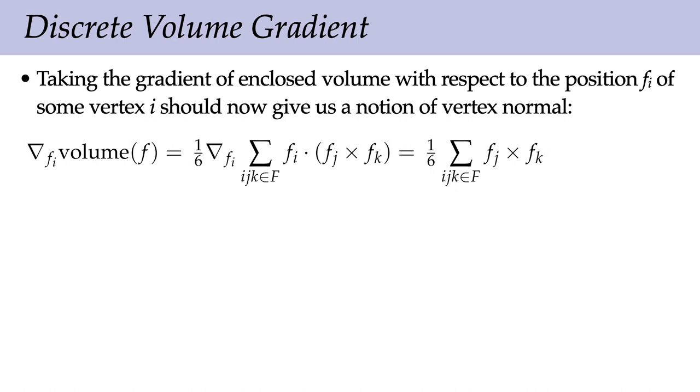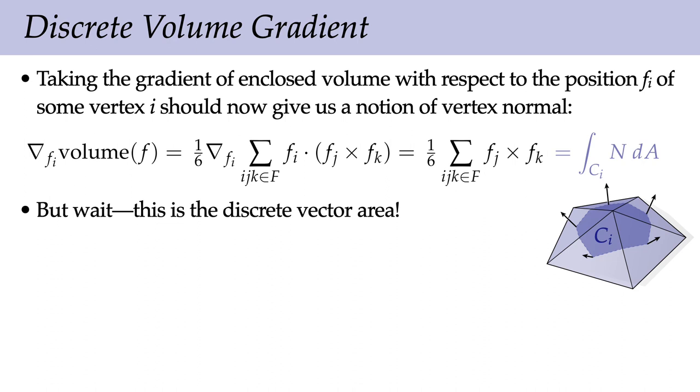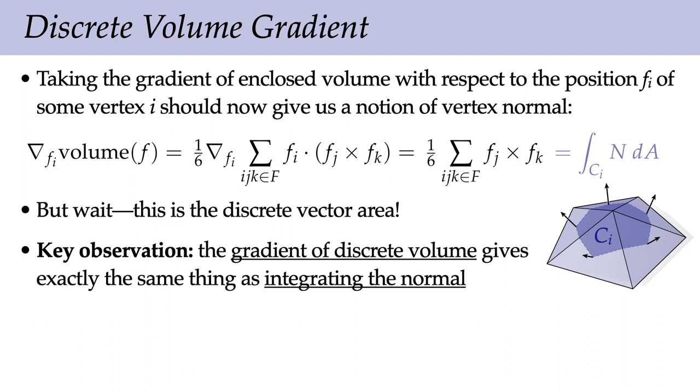But wait a minute, that's exactly the same as our expression for the discrete vector area. That's exactly the same as what we get if we integrate the surface normal over the dual cell. So that's the key observation. The gradient of discrete volume gives exactly the same thing as integrating the normal.